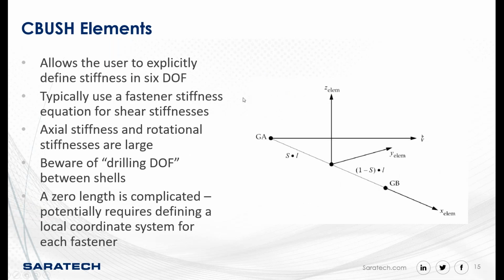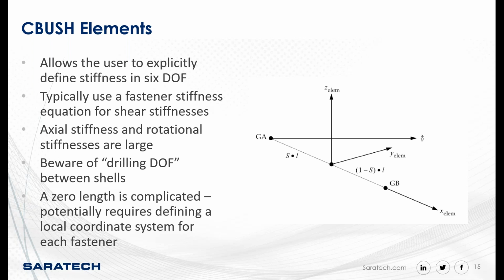You can also use the CBUSH elements, which are the beam elements. And these things are nice because they let you actually define stiffness for all 6 degrees of freedom. So you can use that Huth equation or an equation of your choice, calculate your stiffness, and directly define it on the property for the CBUSH.